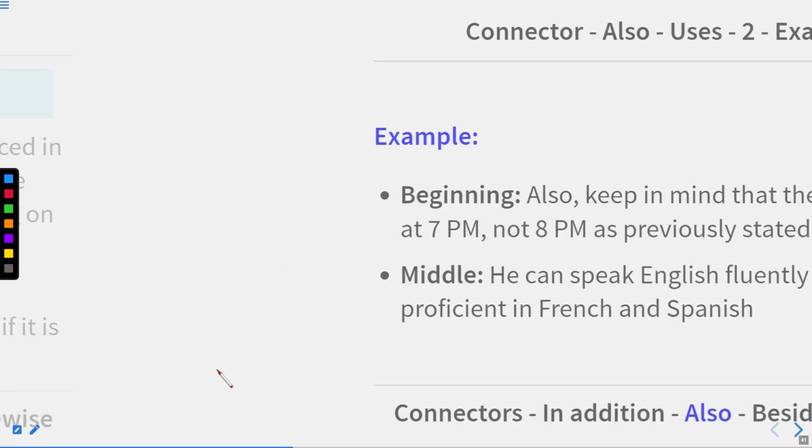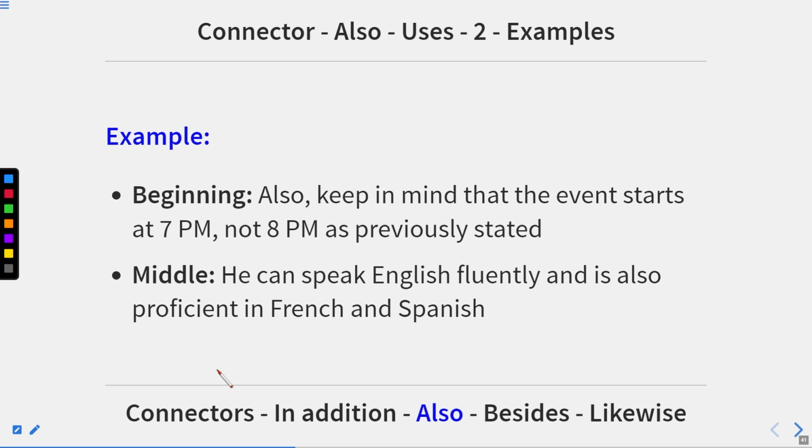For example, if we use "also" in the beginning of the sentence: "Also, keep in mind that the event starts at 7 p.m., not 8 p.m. as previously stated." So some statement has already been given. Here "also" is beginning the extra information which is linked to that previously stated statement. So something has already been said, and after that we are just adding information about it. So we are using "also" to introduce that particular statement which is extra.